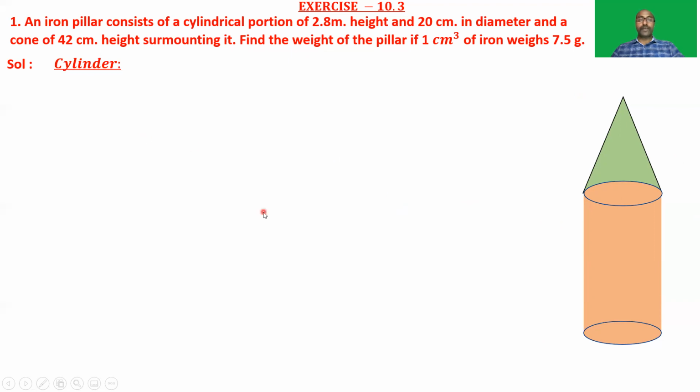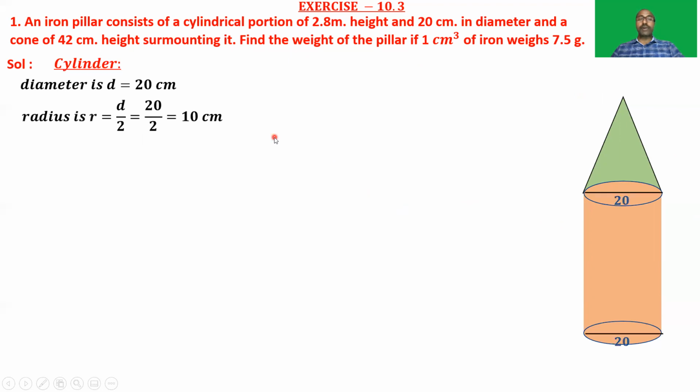So first take the cylinder. For the cylinder, the diameter is given as 20 centimeters, so its radius is equal to half of the diameter, that is 10 centimeters, and the height of the cylindrical portion is given as 2.8 meters. But as all the measurements are given in centimeters, change it into centimeters. That is, 2.8 meters is equal to 280 centimeters, by multiplying by 100. Okay, the height is 280 centimeters.